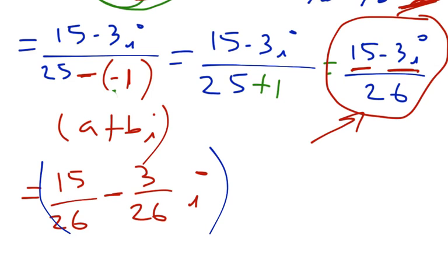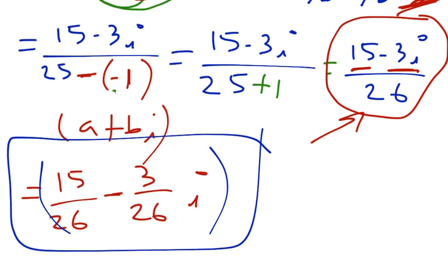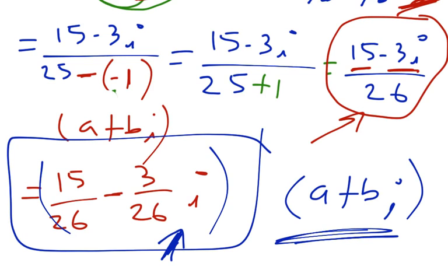If there's anything you can reduce, you reduce. If the 15 can be reduced with the 26, you do it. If the 3 can be reduced with the 26, you do it. If not, that will be your final answer: 15 over 26 minus 3 over 26i. And I have my i at the end, like they want. a plus bi, that's the way they want it. This is called the standard form of a complex number.